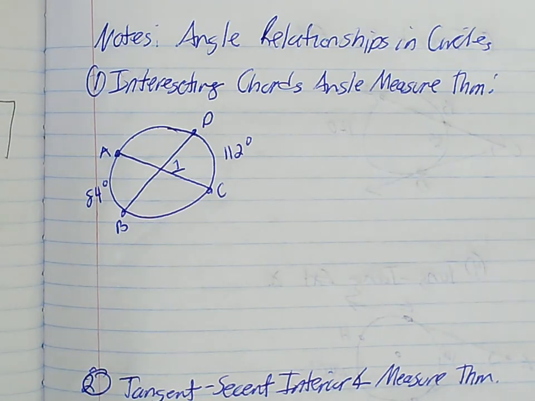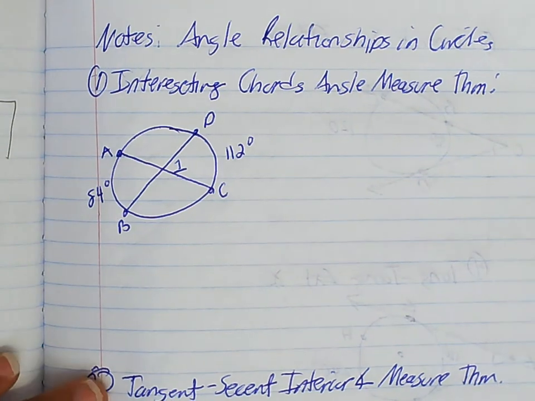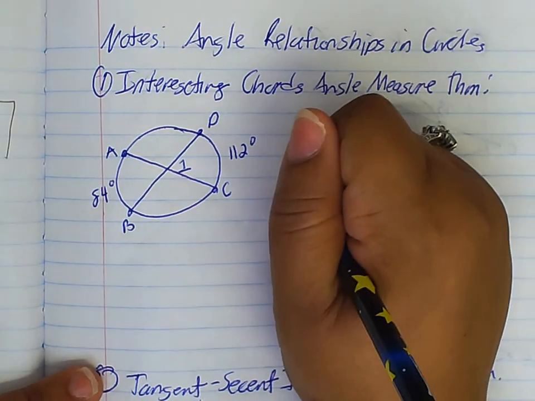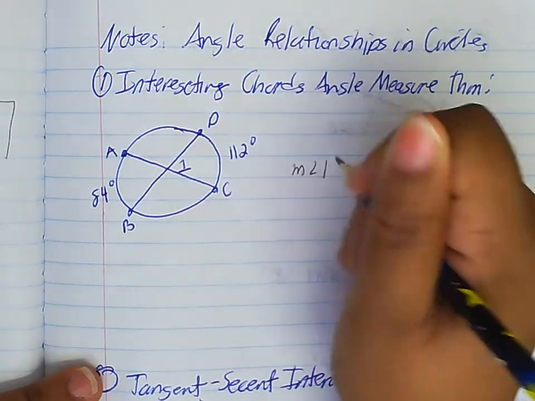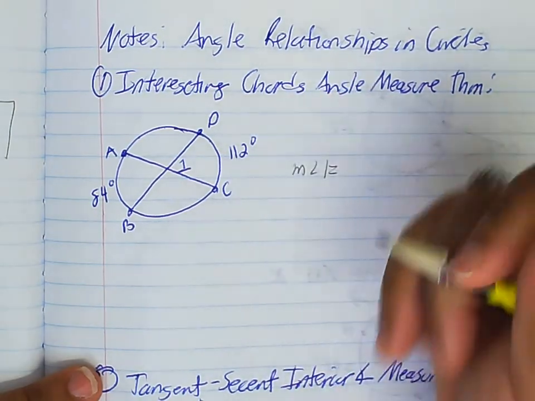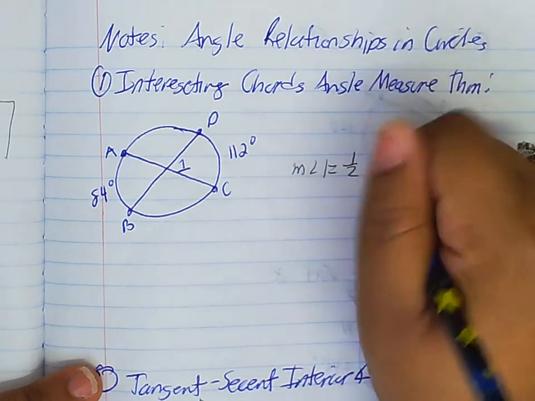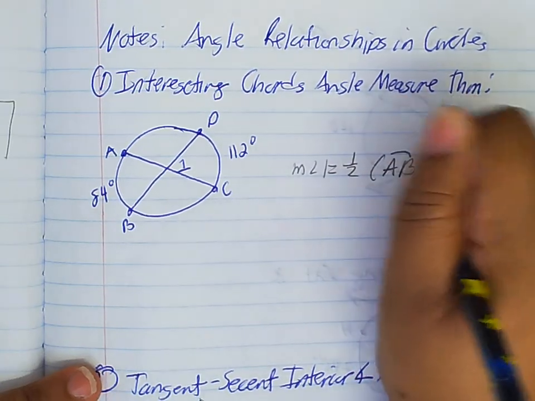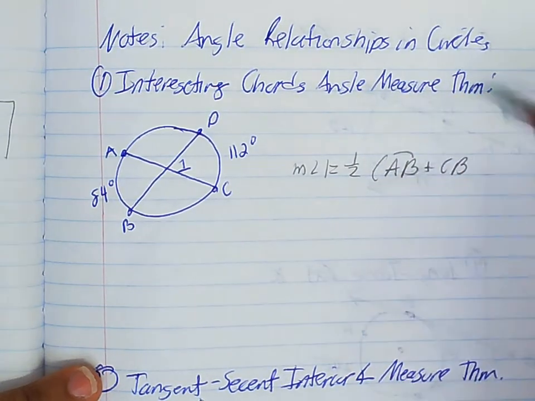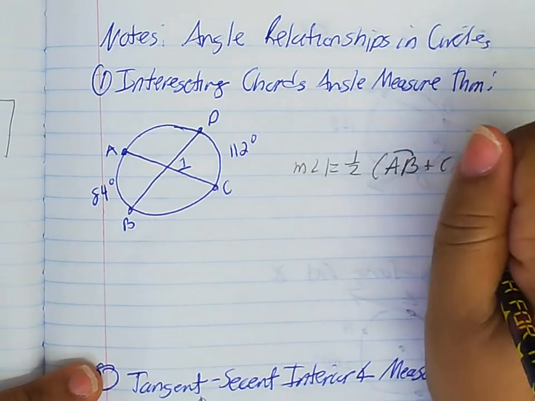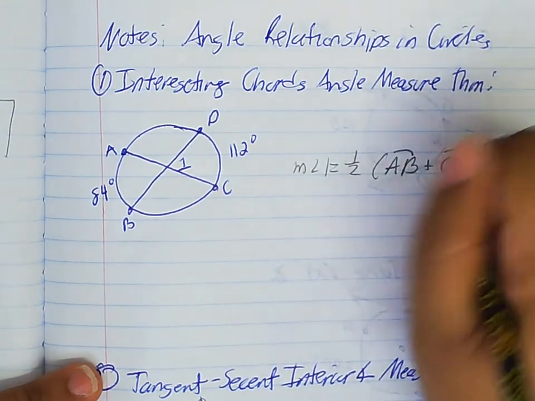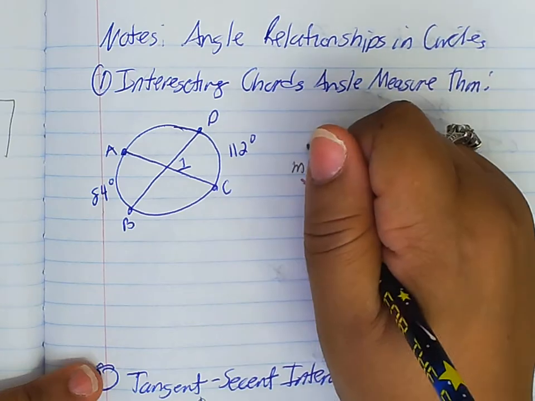So number 1 says intersecting chords angle measure theorem. That would be to find the measure of angle 1. And again, don't get caught up on the letters because they can change. It's just the process. So I will take AB plus CD. Oh, that's supposed to be CD. Okay, and those are arcs, and then let's just box it.